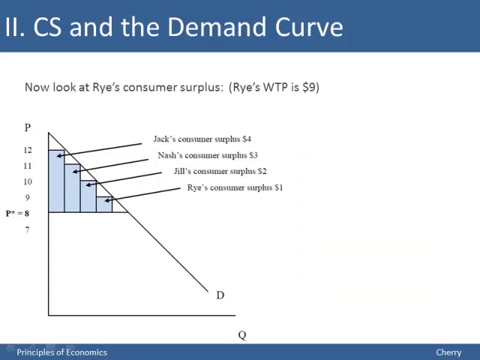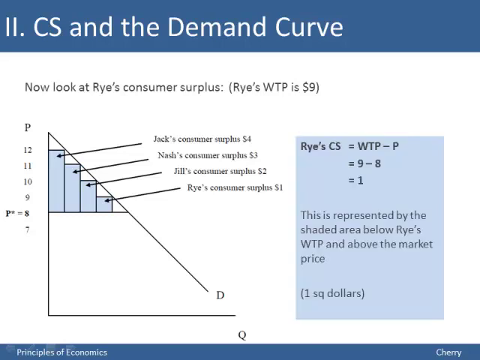Now let's look at Rye's consumer surplus. Remember, his willingness to pay was $9. The market price is 8, so the consumer surplus for Rye is $1, represented by that 1 square. So you take 9 on the demand curve, his point on the demand curve because his willingness to pay is 9, and you subtract 8 from it, and you end up with $1, represented by that 1 square.